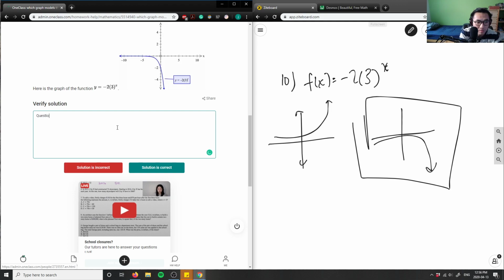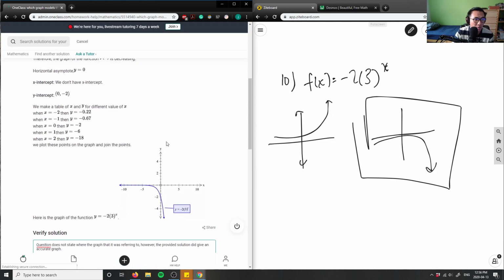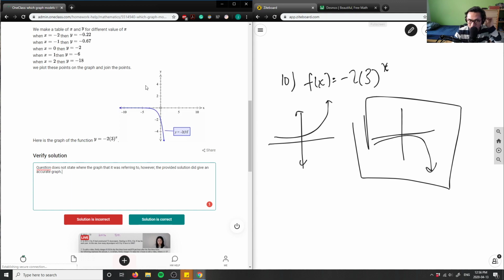The question does not state which graph it was referring to. However, the provided solution did give an accurate graph. Again, I'll do exponential functions probably in a later video when we talk about higher level math. Maybe late algebra 2 and grade 11 math talk about this function. So maybe when I have a couple questions for those topics, I'll go over that as well.